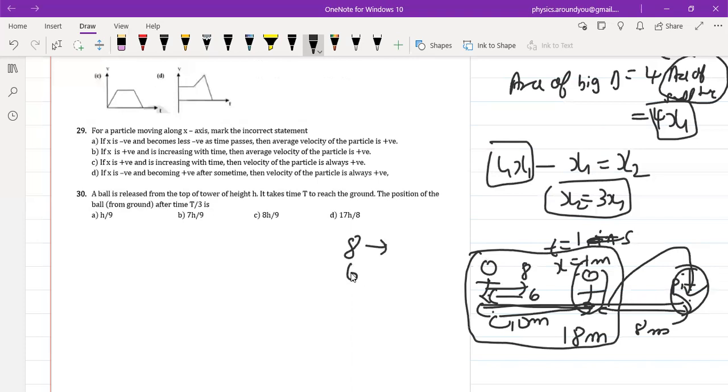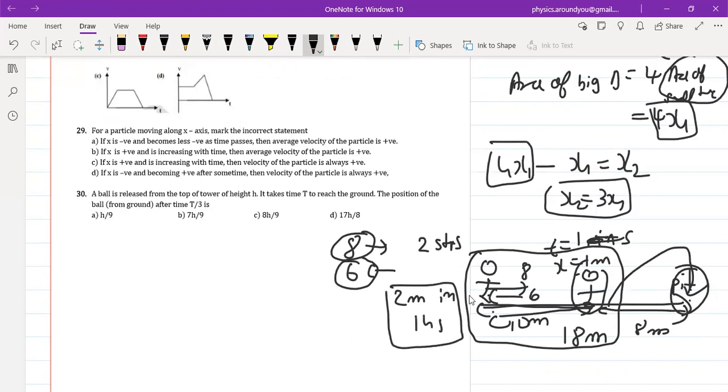8 steps forward, 6 steps backward. So the net progress is always 2 steps. So he covers 2 meters, and the time taken to cover 8 steps is 8 seconds. Time taken to cover 6 steps is 6 seconds. Time does not subtract, time adds up. So he covers 2 meters in 14 seconds. So in how much time will he cover 10 meters? 10 meters can be covered in 70 seconds. So he takes 70 seconds to come to 10 meters from where he started.